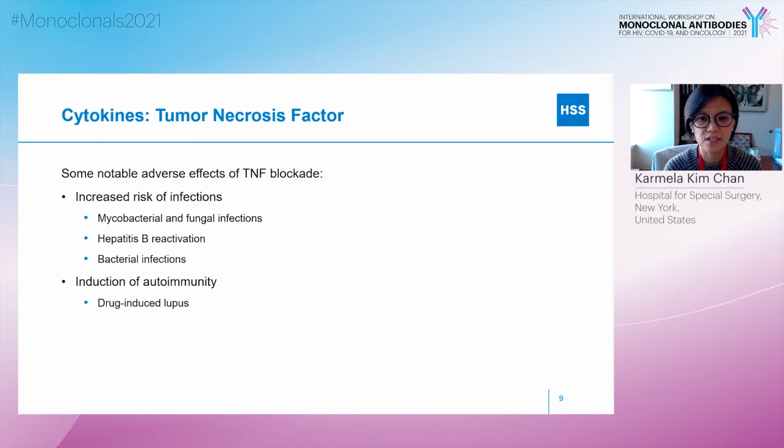The biggest adverse effect that we worry about is infection. TNF is important for the maintenance of granulomas because it plays a role in the recruitment of monocytes, the differentiation of monocytes into macrophages, and subsequent activation of the macrophages. Because granuloma formation is important in the containment of mycobacterial and fungal infections, we screen patients for latent TB, and we monitor for the development of certain fungal diseases, especially where these infections are endemic.